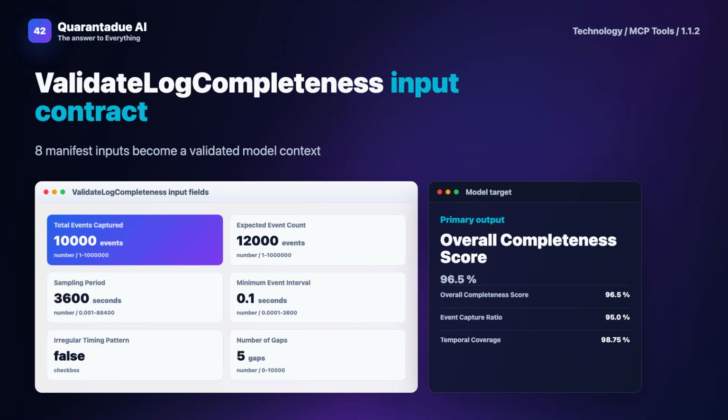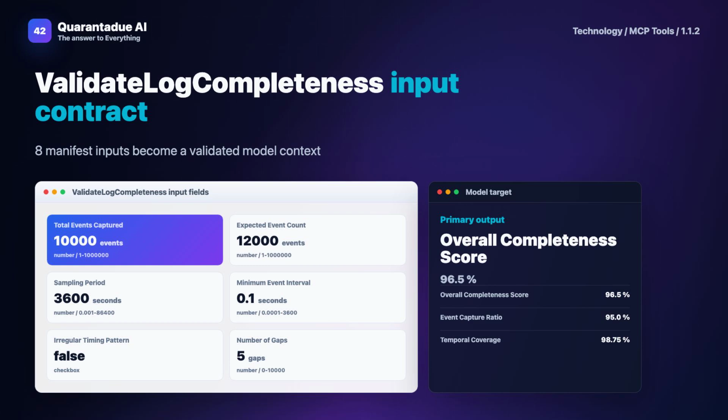Key concepts include timestamp continuity checks, where we ensure every expected interval has data, event correlation validation, where we confirm related logs appear together, and coverage density calculations, which measure what percentage of expected events were actually logged.